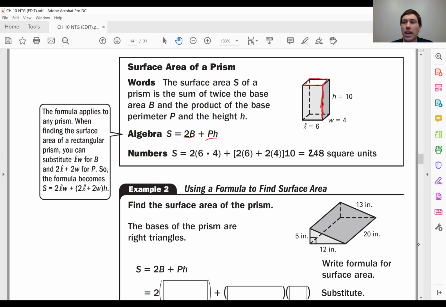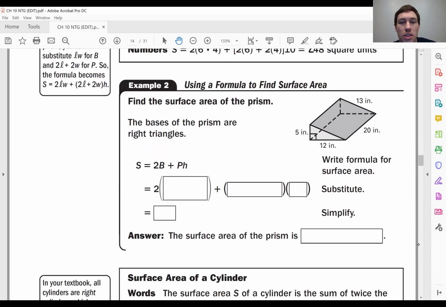Because if I have that, so if I find the area of this base and this base, cool, plus the perimeter, the distance around this, around that, around this whole thing, times the height of the whole thing, that would give me the surface area.